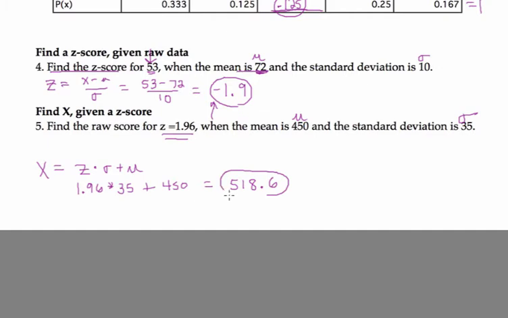So this is the raw score. And again, make that make sense. If the mean's 450, your z-score is 1.96. That means you're 1.96 standard deviations above the mean, so you should be above the mean. And I am above the mean.